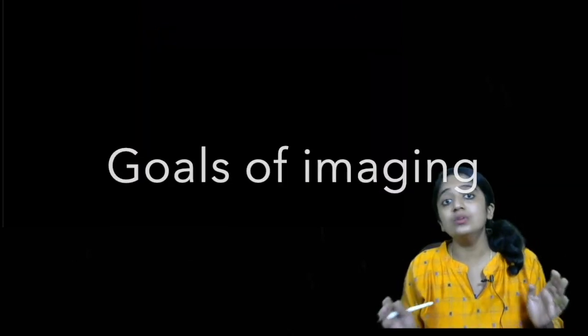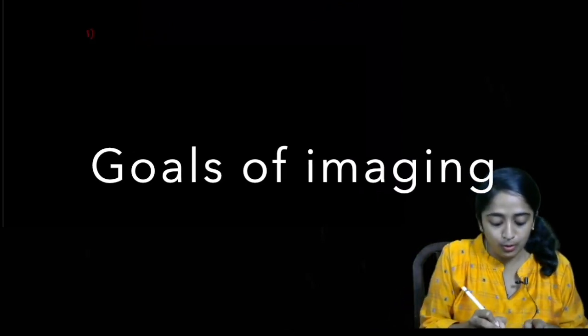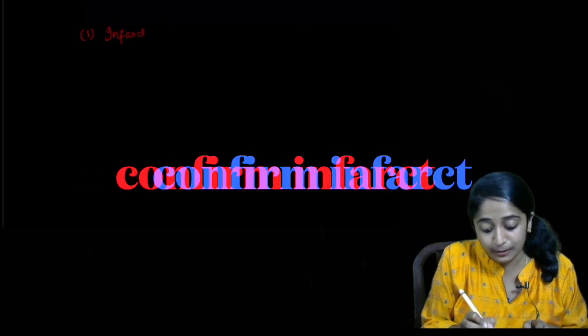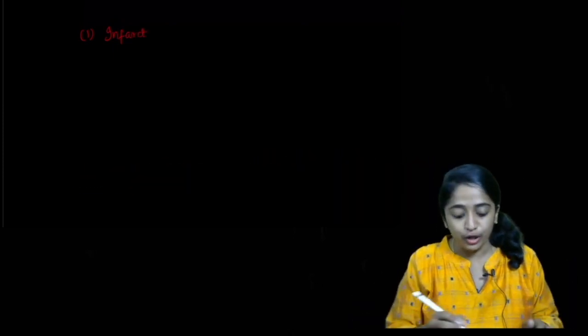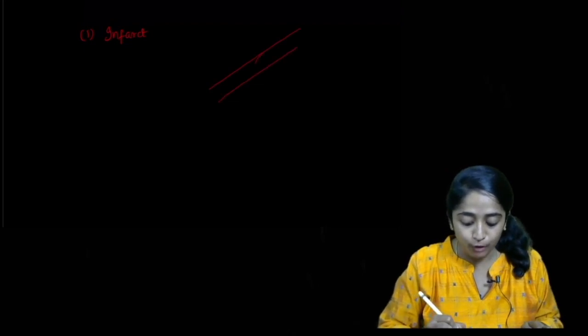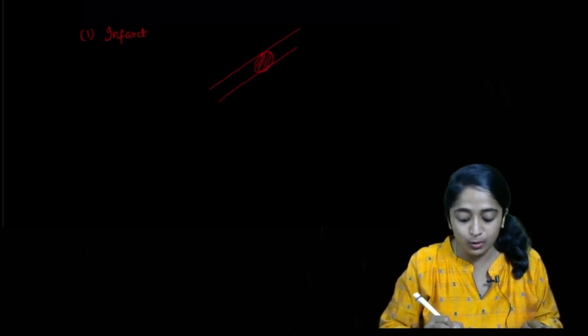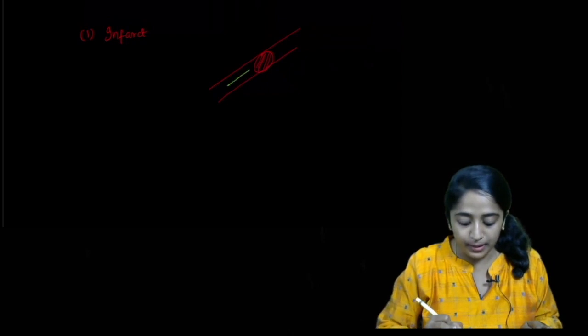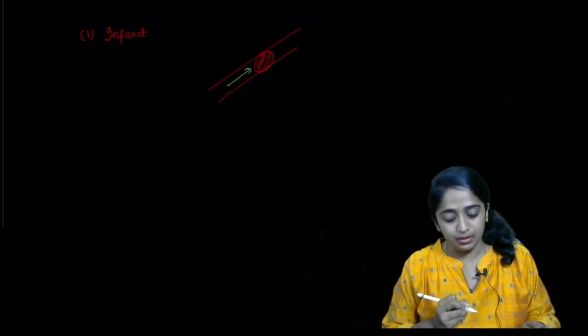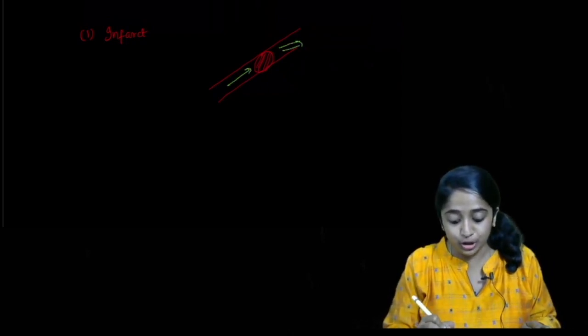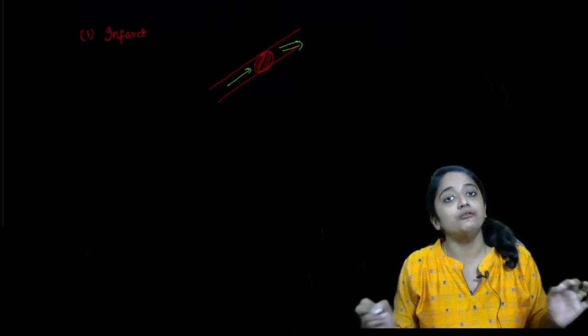So before going to the topic proper, you should know the goals of imaging. First and foremost, you should confirm that there is an infarct. What is an infarct? It is the end result of an ischemic stroke. You've got a blood vessel and a clot here, as a result of which the blood flow is hampered, so the tissue will die due to lack of blood supply.